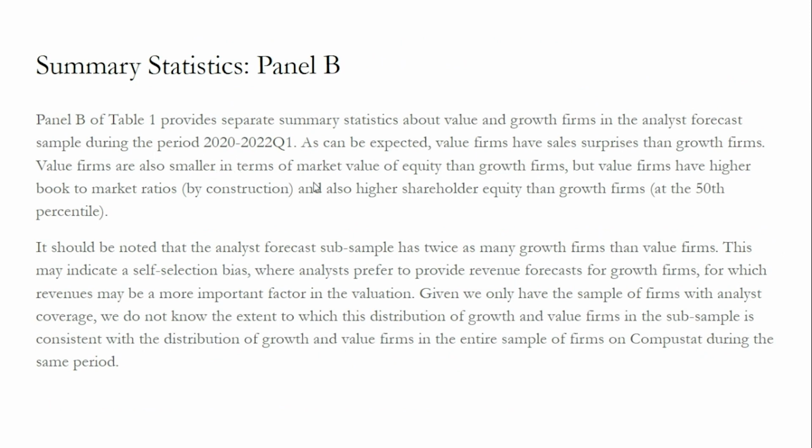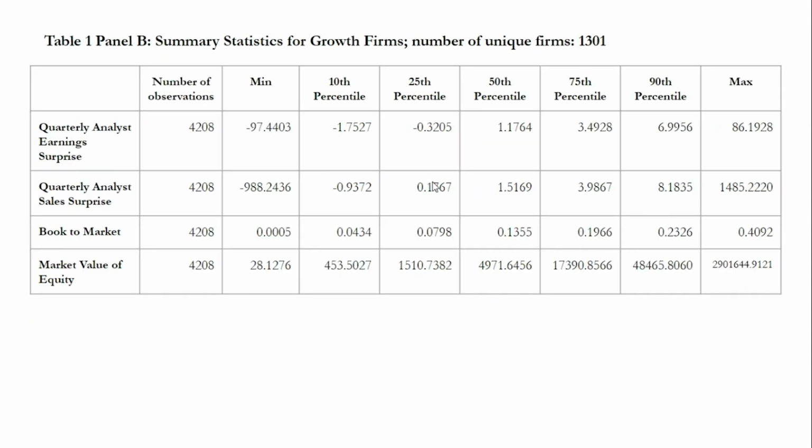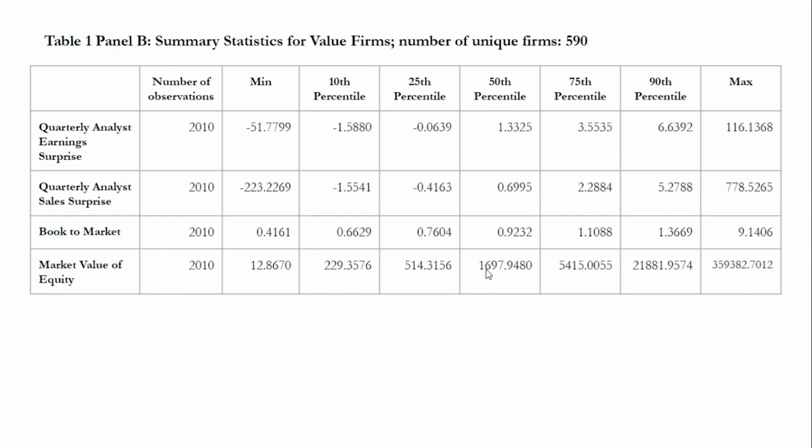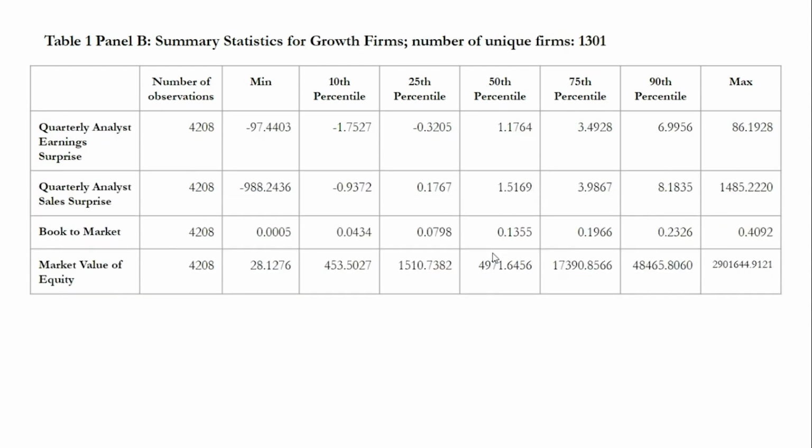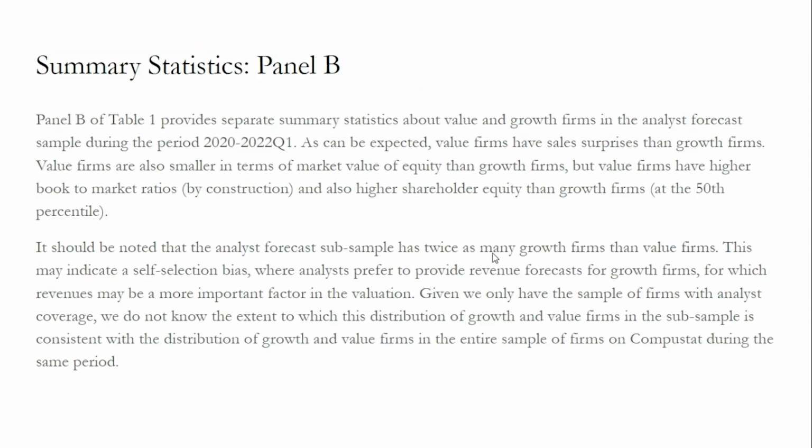Value firms are also smaller in terms of market value of equity than growth firms. All right, so let's look at the market value of equity for growth firms, which is about 4.9 billion, and then for value firms it's 1.7 billion, as you can see right here. So sure enough, the growth firms are bigger than the value firms, but value firms have higher book to market ratios by construction and also higher shareholder equity than growth firms at the 50th percentile.